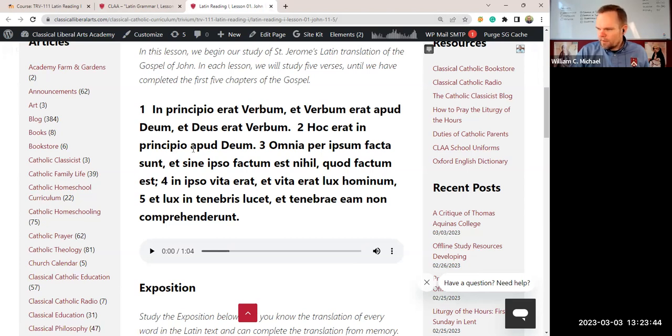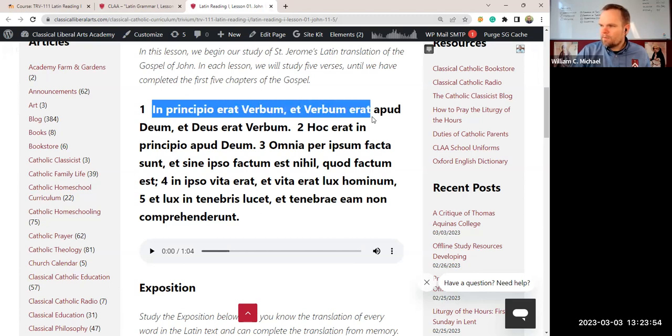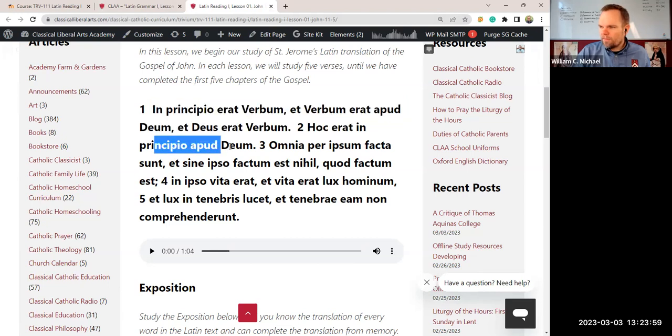Let's find a good example here. Okay. Here we have this first sentence, in principio erat verbum, et verbum erat apud Deum, Deus erat verbum, hoc erat in principio. Now what I'd like you to do is look at this pronoun hoc. This pronoun hoc, it's the subject of the sentence. So just answer my questions, okay? Don't try to overthink this. Just answer my questions. This word hoc in verse 2 is the subject of the sentence.